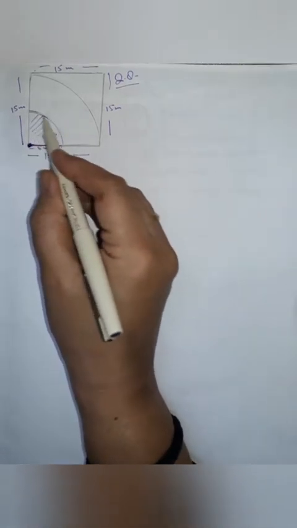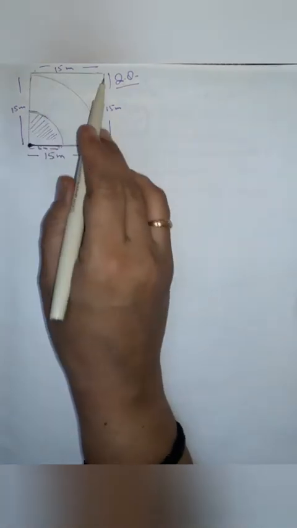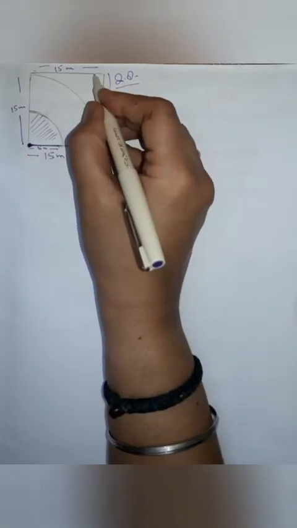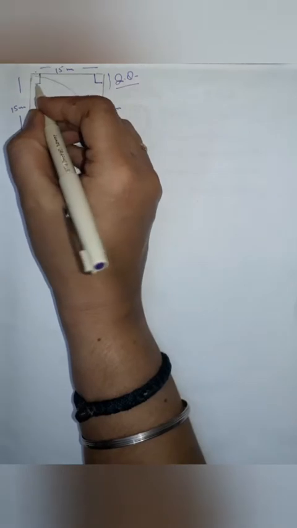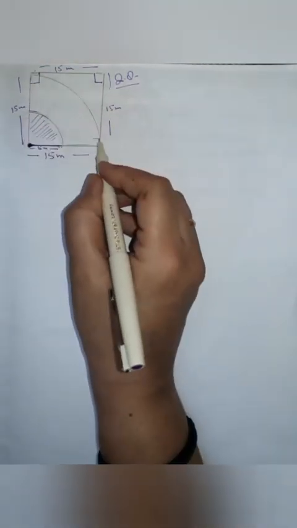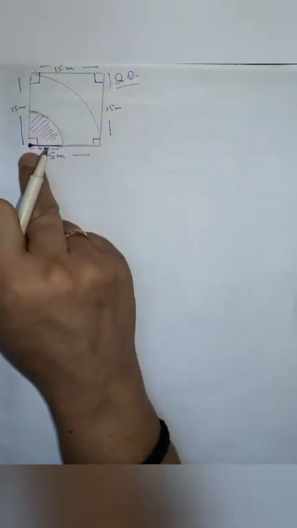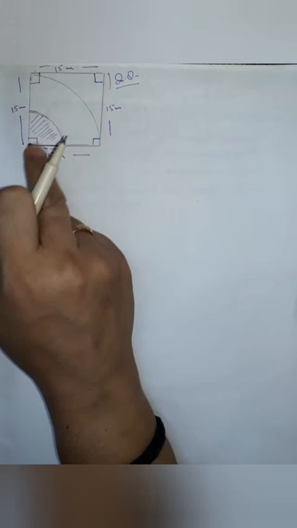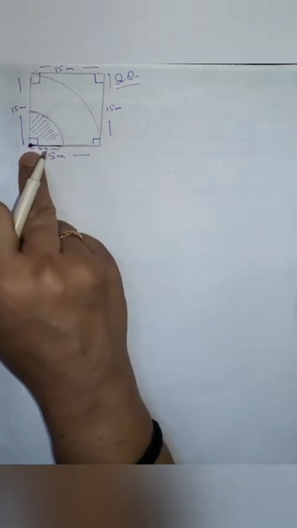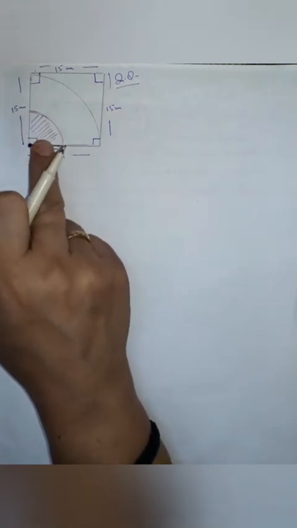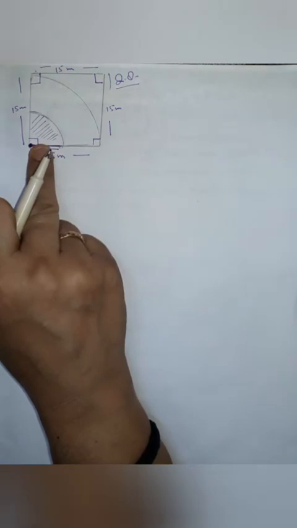Why are we saying this is a quadrant? Shape of field is square. All the angles of a square are 90 degree. It means this is also 90 degree. If this is 90 degree, we know in a quadrant the central angle is 90 degree, as quadrant is the 1/4 part of the circle.